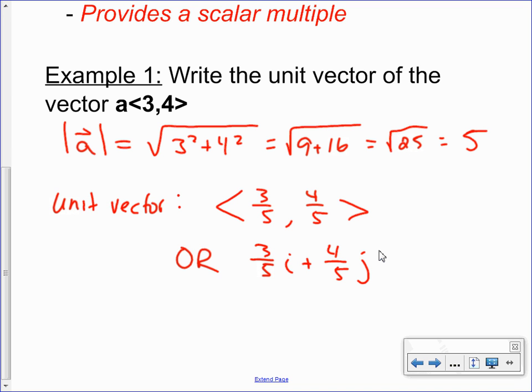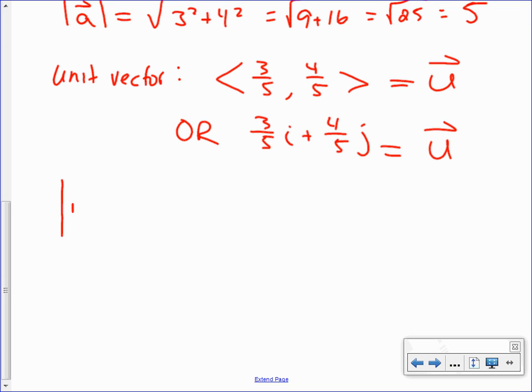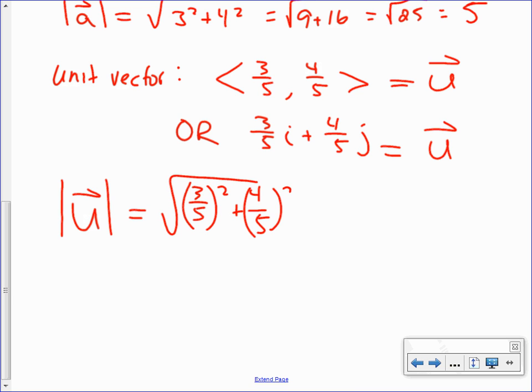Why is it the unit vector, Miss Fleck? All right. Let's call this vector u now, since it's the unit vector. Take the magnitude of u. The square root of 3 over 5 squared plus 4 over 5 squared is the square root of 9 plus 16 is 25 over 25, which is just 1. So the unit vector is a vector with magnitude 1. That's it.